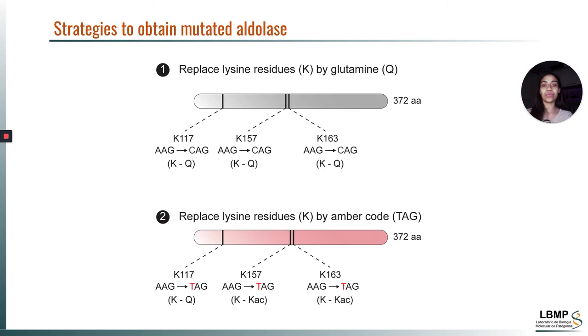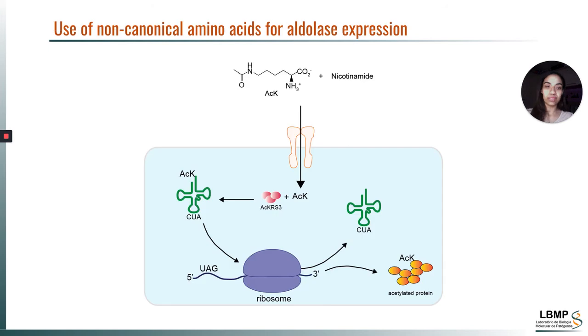Now passing to our second strategy, that was to replace lysine residues by an amber codon to obtain the aldolase using a non-canonical amino acid strategy. This technique was described by Neumann and his colleagues, where we have a cell expressing a tRNA and a synthetase, which was modified from Archaea, and this tRNA and synthetase can recognize acetyl-lysine. So in the final process, we have the cell expressing the acetylated protein.